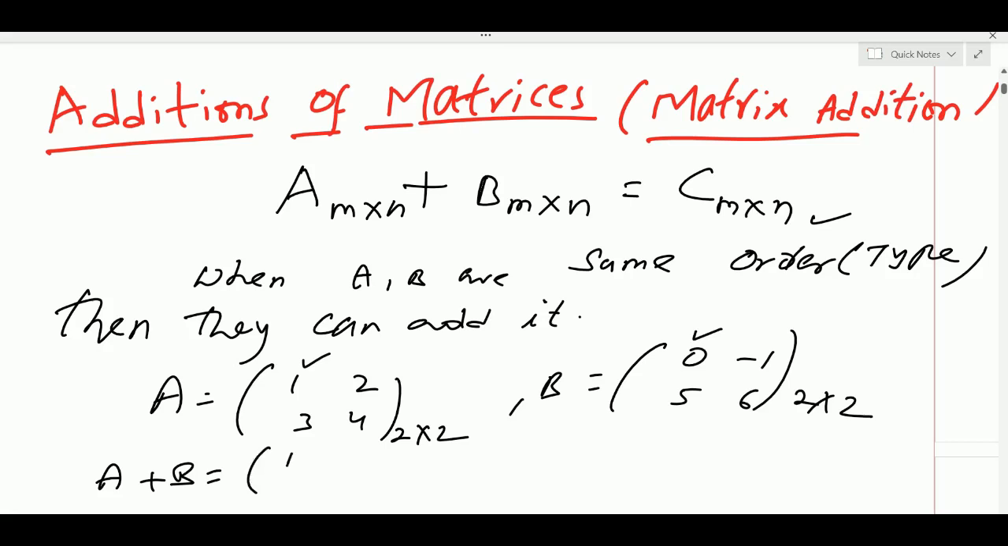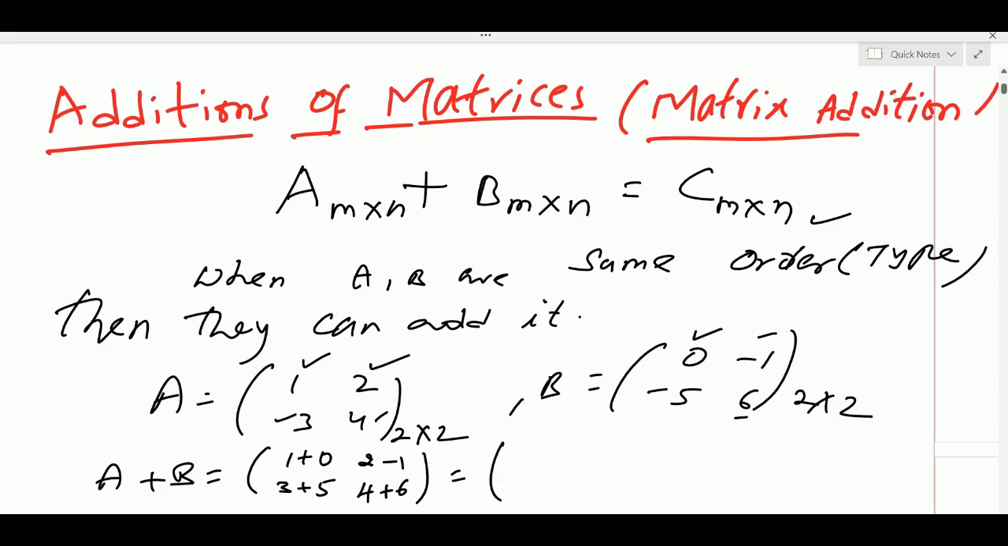We add these two: 1 plus 0 is in the first row, first column. Similarly, the second element is 2 in A and minus 1 in B, so 2 minus 1; it is addition, not subtraction. That's it, you got the first row of A plus B. Similarly the next row: 3 is in A and 5 in B, so 3 plus 5, added and replaced in the same place. Then 4 plus 6. So, the addition of two matrices is obtained by adding their corresponding elements.